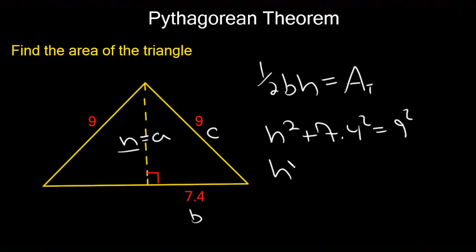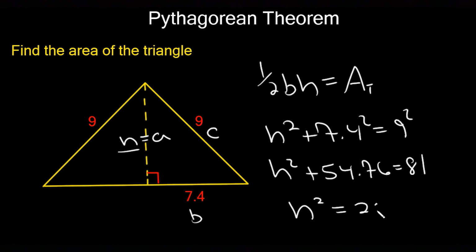Then I get h squared plus, in your calculator you want to do 7.4 and then square it. When you do that, you get 54.76 equal to 81, right? That's 9 squared. From here, we have to subtract 54.76 on both sides. So in your calculator, you're going to do 81 minus 54.76. When you do that, you get h squared is equal to 26.24.